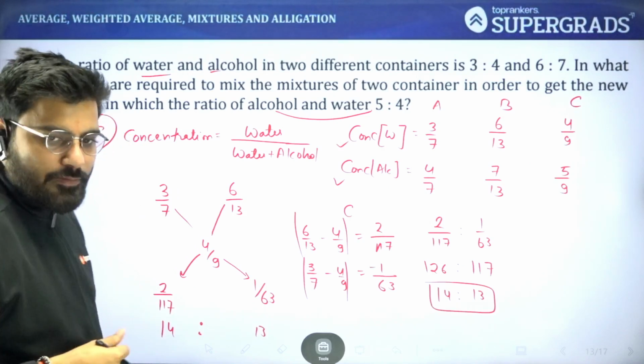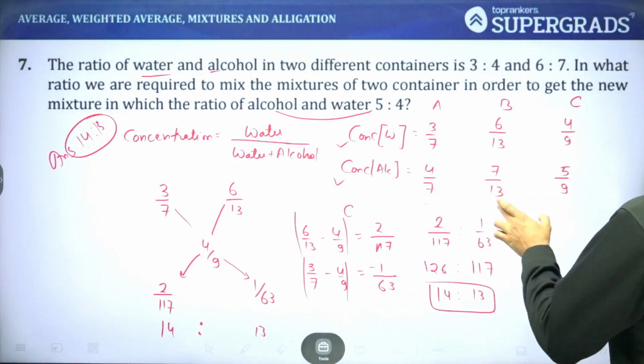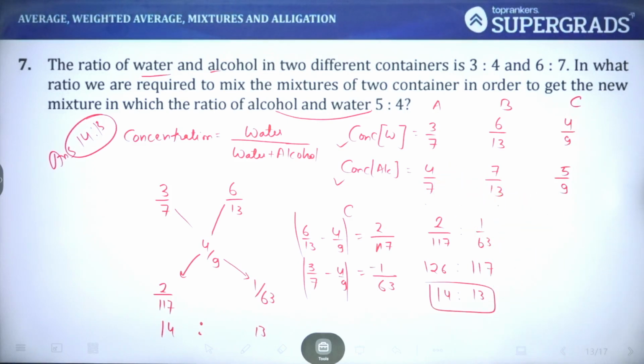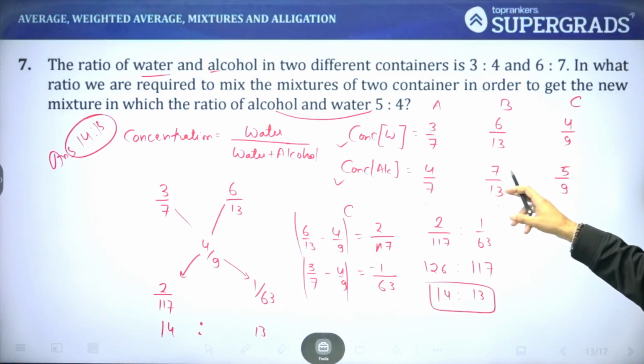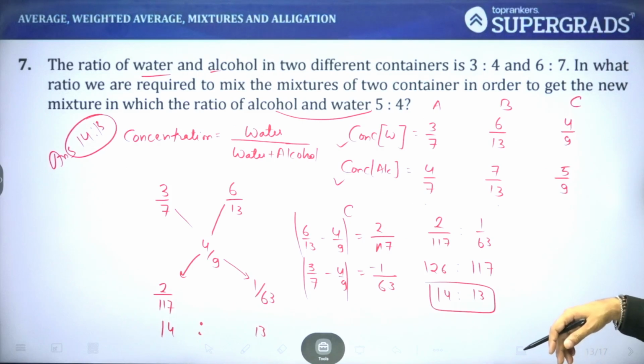Got it? Even if you solve with the help of alcohol, then also you'll get the same thing. 4 into 9 is 36, 36 minus 35, that is 1 upon 63. Then 7 into 9 is 63, minus 13 into 5 is 65, so that will give me 1 upon 117. So that also gives me the same thing. Got it?